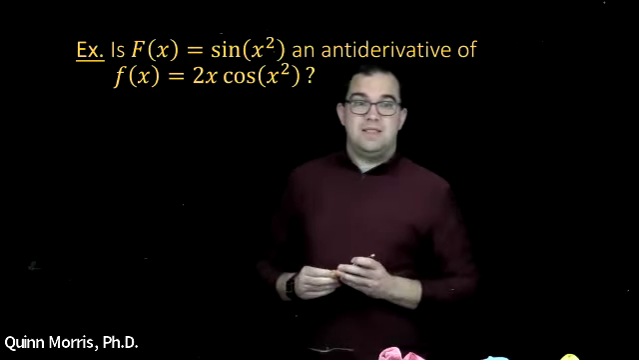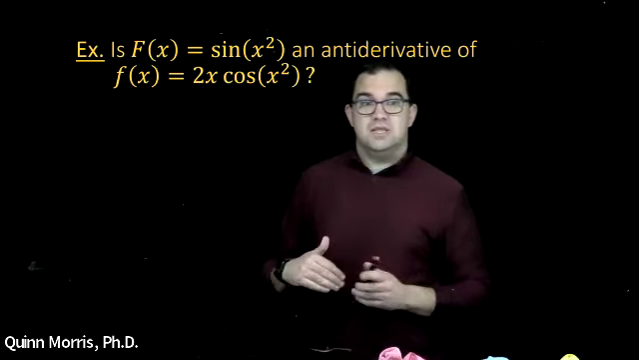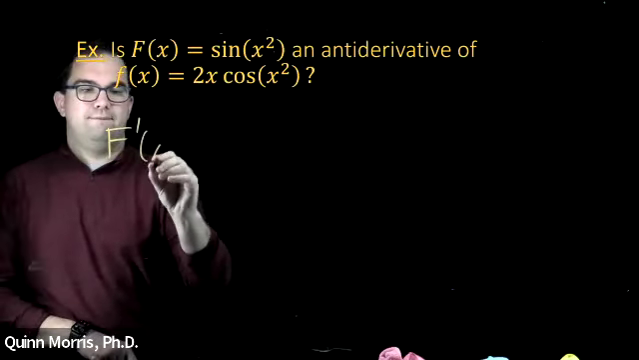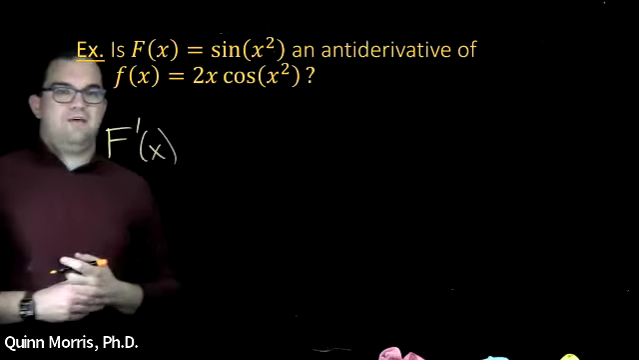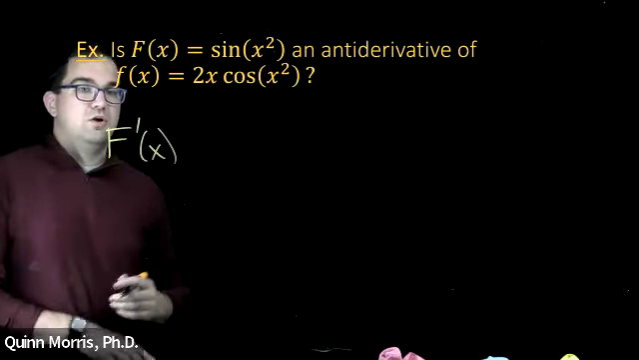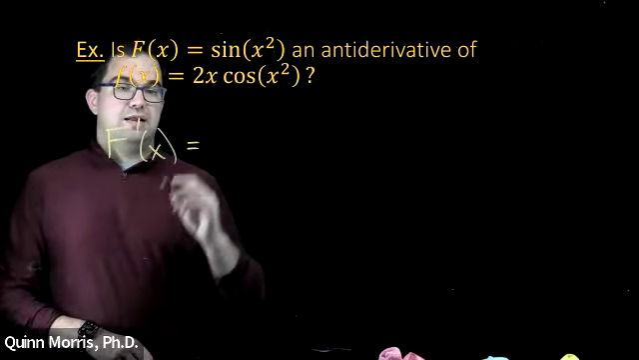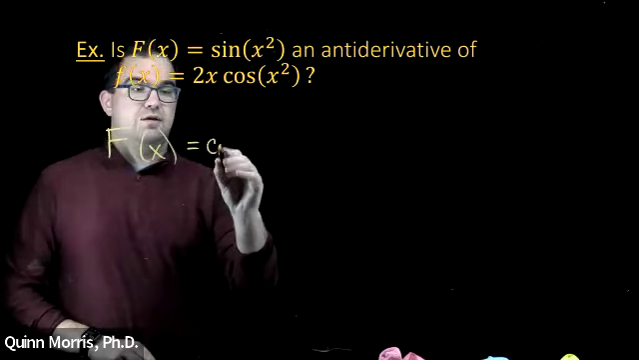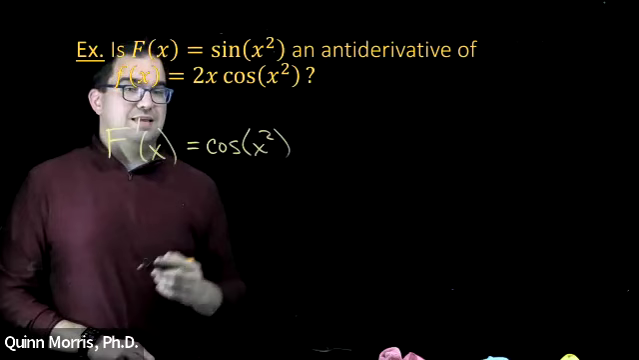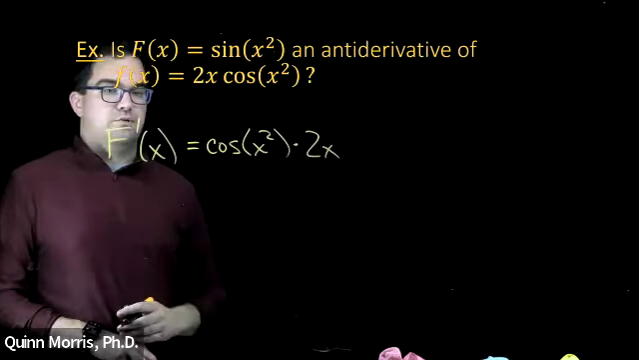I simply need to calculate the derivative of capital F and see whether I get the function little f. So given my capital F here, if I look at capital F prime, I'm going to have to apply the chain rule to calculate the derivative. So I have sine of x squared. My outer function is sine. I'm going to differentiate sine. So the derivative of the outer function is cosine, and I'll evaluate that at the inner function times the derivative of the inner function x squared, which is 2x.